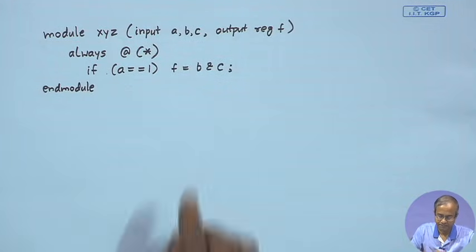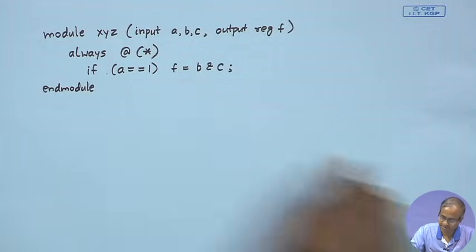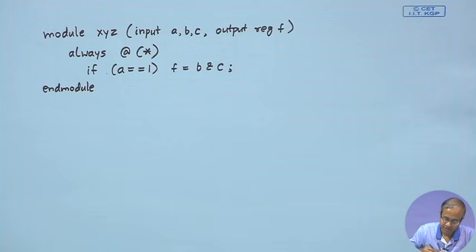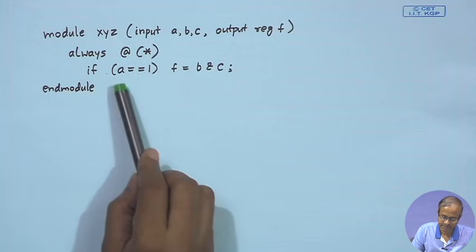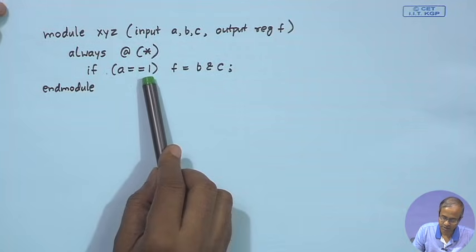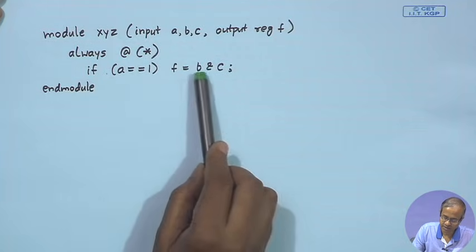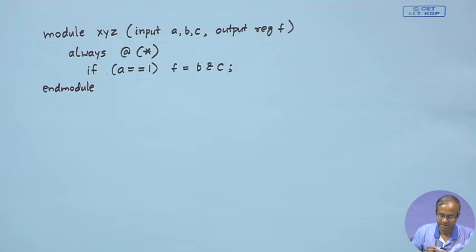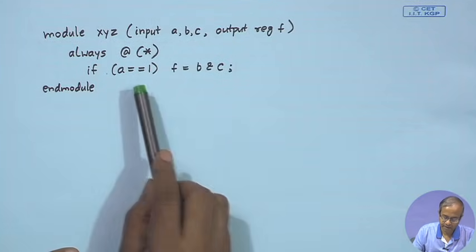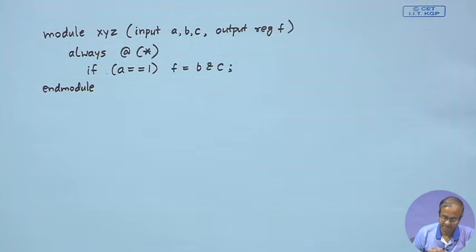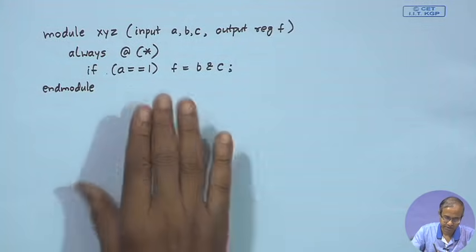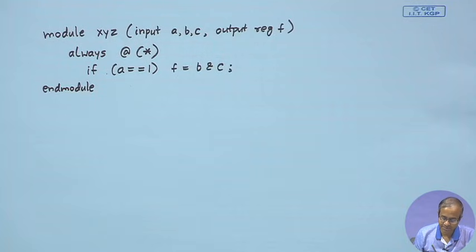Simple. This is a simple specification. Here we are saying whenever some input is changing, you check if A is 1. If A is 1, you assign B and C to F. Now, you see here I have not used a case statement, but there is a conditional if else kind of thing. So, the situation is very similar.